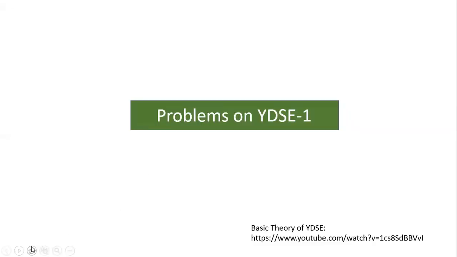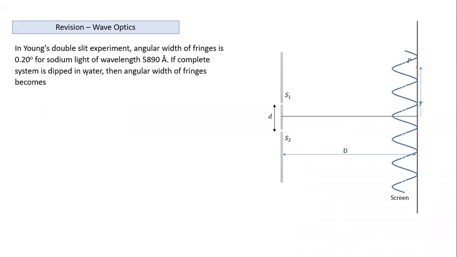So the first problem on YDSC is based on theory which has been covered in this video here. The link is given here. This is a typical question of YDSC setup. In YDSC setup, the angular width of a fringe is 0.21 degree for sodium light of wavelength so many Angstrom. If the complete system is dipped in water, then what will be the angular width of fringes?